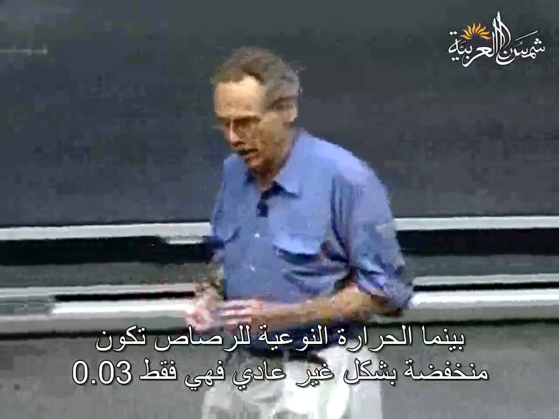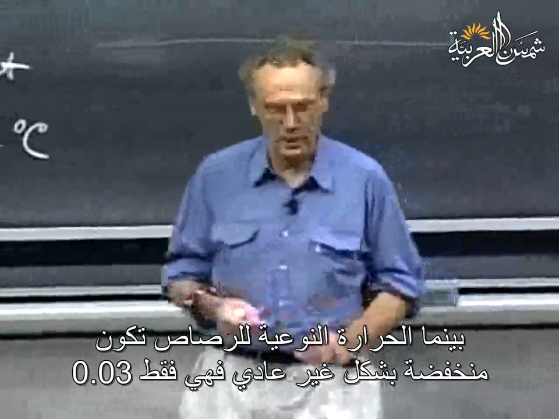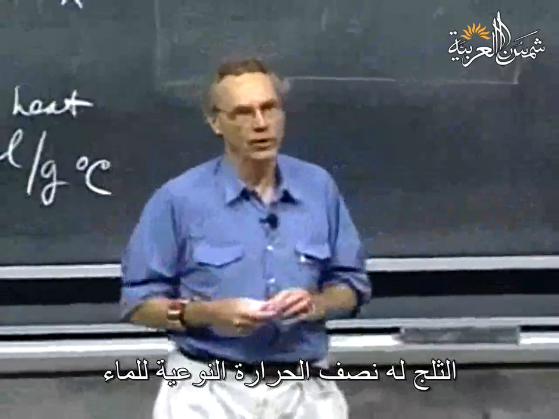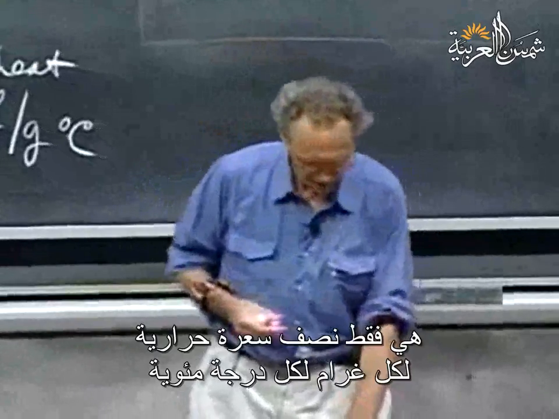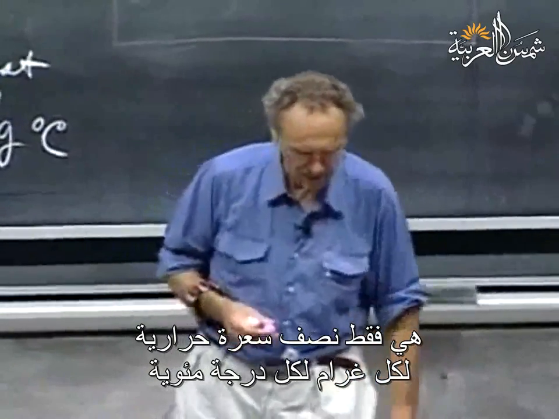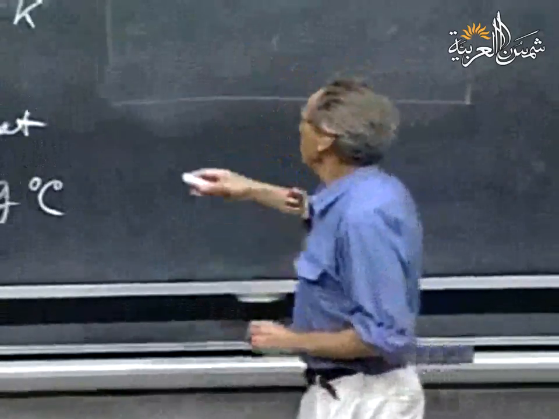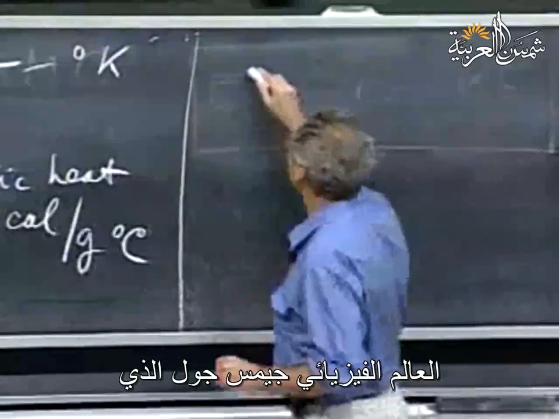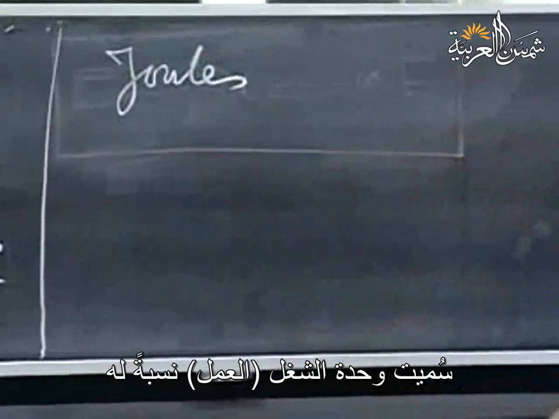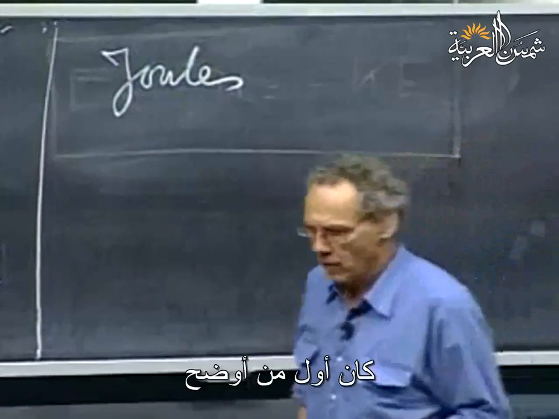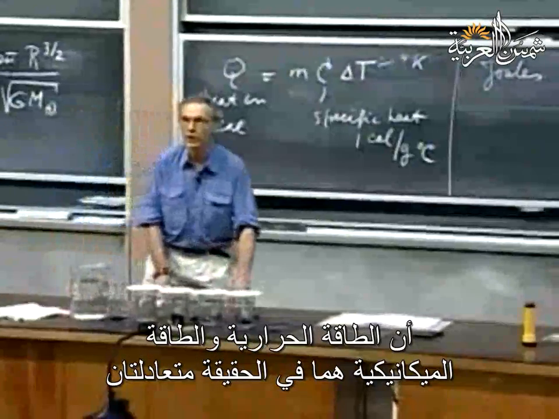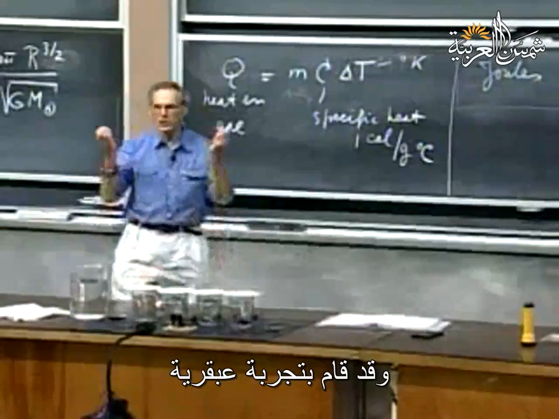Lead is unusually low. It's only 0.03. It's very, very low. Ice is only half the specific heat of water. Ice is only 1/2 calorie per gram per degree centigrade. The physicist James Joule, after whom we call the unit of work, was the first to demonstrate that heat energy and mechanical energy are really equivalent. He did an ingenious experiment.